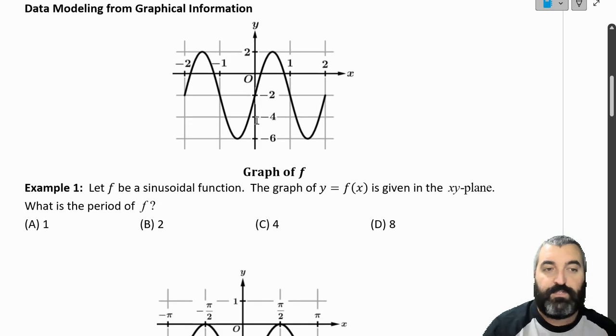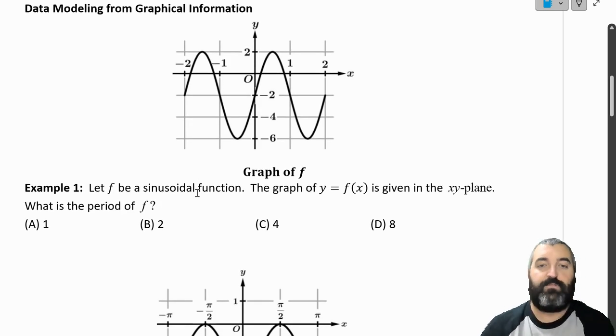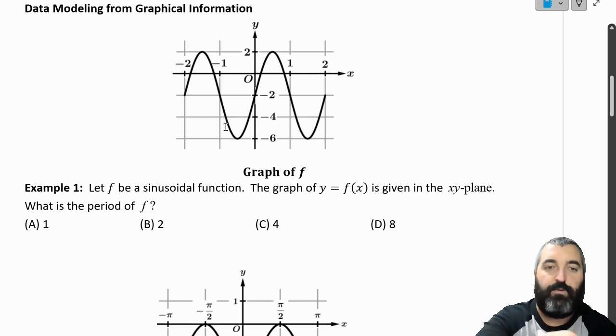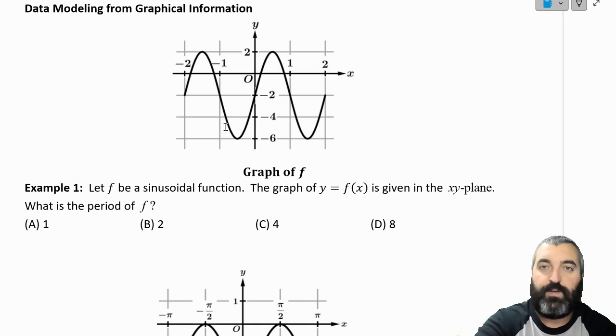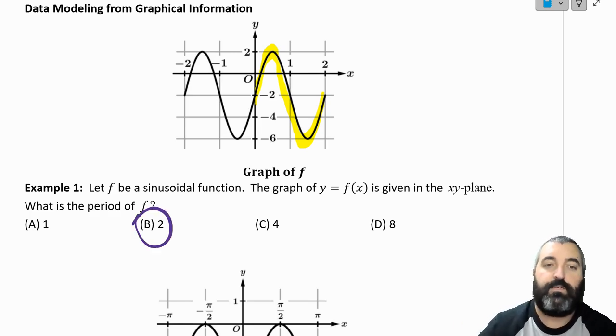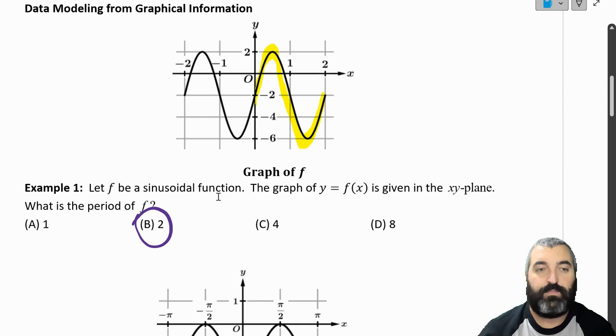All right. So this first example, it says let f be a sinusoidal function. The graph of y equals f of x is given in the plane. What's our period? Just very similar to what we've dealt with before. So we look at this graph and you see where it repeats. I personally look at the starting point and see where it starts repeating, which here 2 would be the only choice that makes sense.